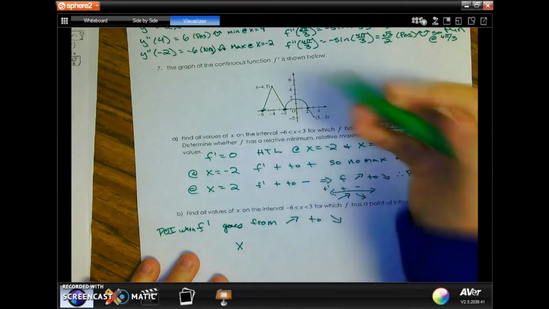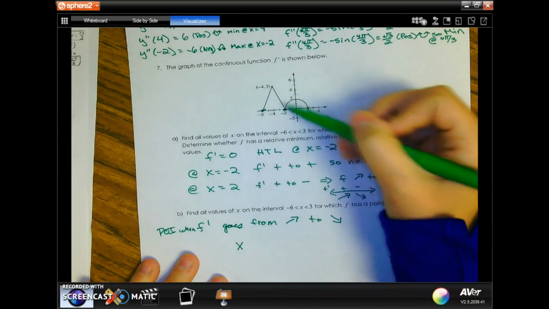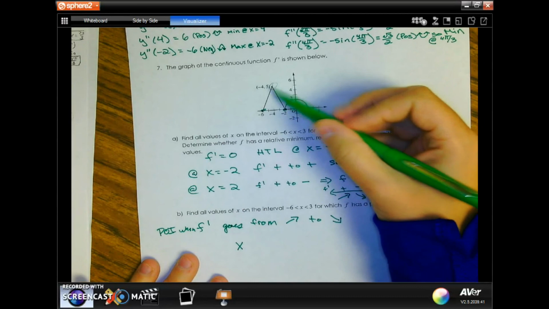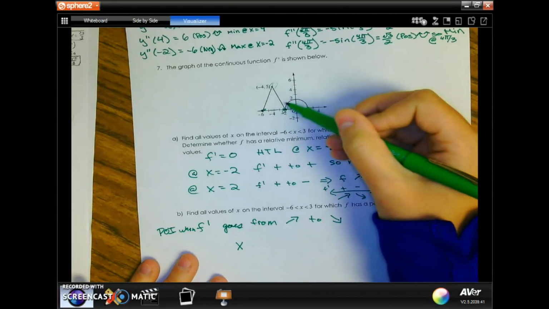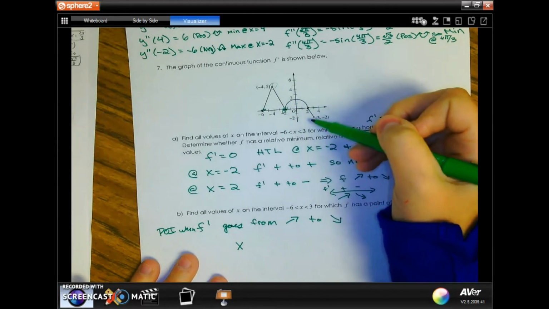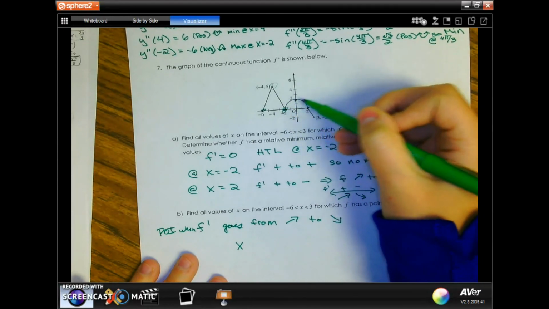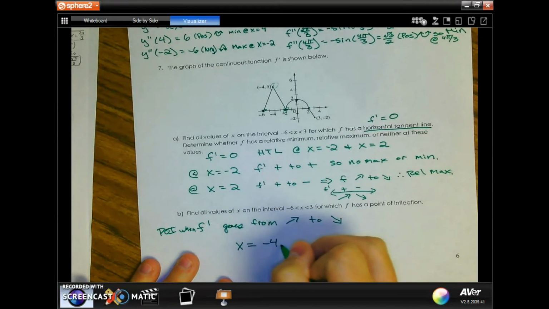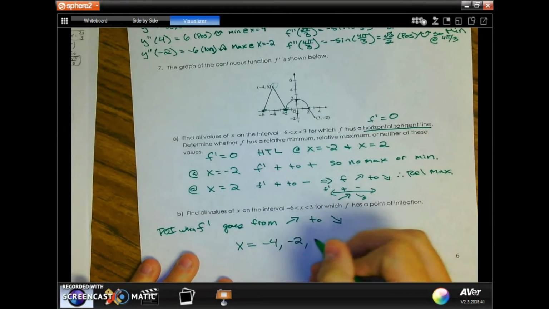So where does your derivative go from increasing to decreasing? Looks like right here. And here it goes from decreasing to increasing, so right there. And we have it increasing, decreasing at 0 as well, and then it's decreasing, decreasing there. So we are going to say that happens at -4, at -2, and at 0.